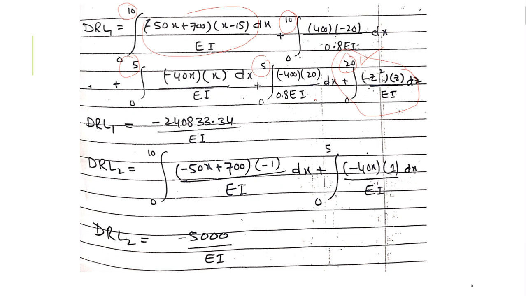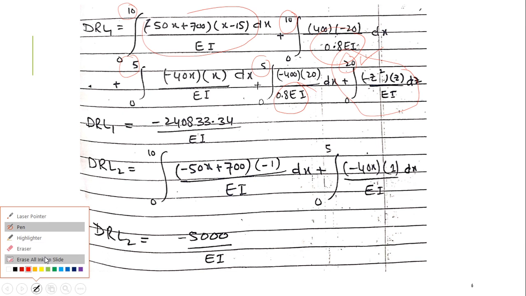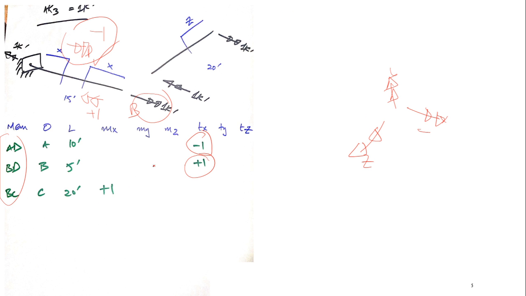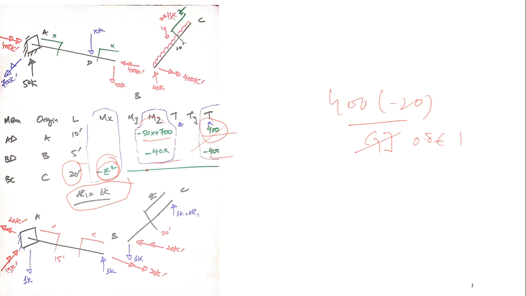So I have done it here. Yeah, this is 0.8 EI. So very simple, you can go for DRL2 as well. For DRL2 again I have the values. For Mx, this moment table has to be multiplied with the moment constructed for AR2.